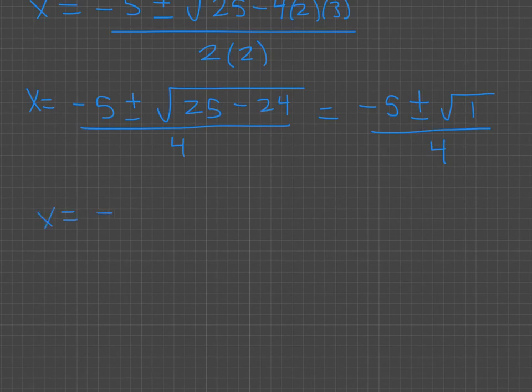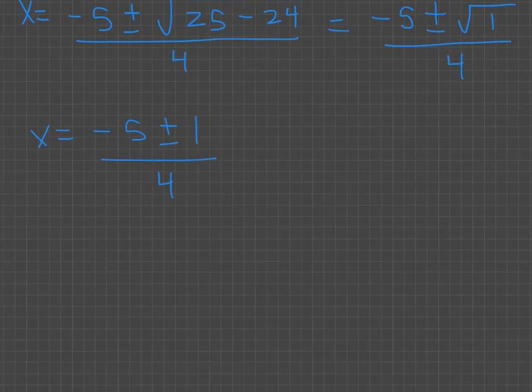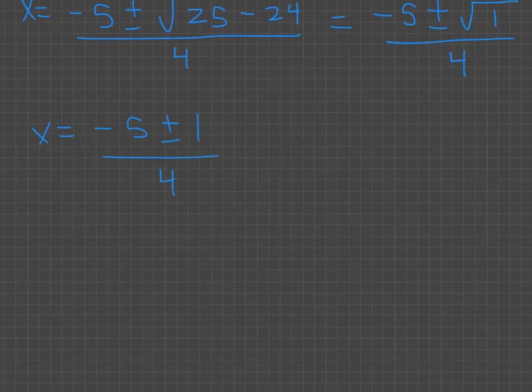Simplifying a little bit more, we can write x equals negative 5 plus or minus square root of 1, which is just 1, over 4. Now, this is something we can just use the arithmetic to come up with actual values for x. Let's take the positive case, and then we'll take the negative case. So negative 5 plus 1 over 4. Negative 5 plus 1 is negative 4 over 4. So that's a negative 1. So that gives us one solution, x equals negative 1.